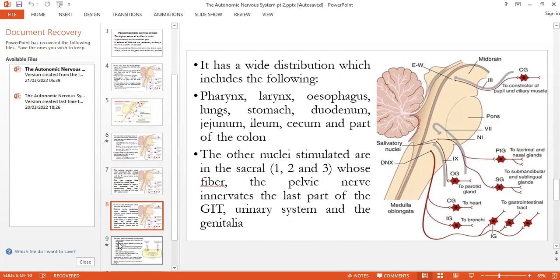It has a wide distribution, which includes the following: the pharynx, the larynx, esophagus, lungs, stomach, duodenum, jejunum, ileum, cecum, and part of the colon. The other nuclei stimulated are in sacral 1, 2, and 3, whose fibers, the pelvic nerve, innervate the last part of the GIT, the urinary system, and the genitalia. As you know, the genitalia is stimulated by the autonomic nervous system, and that makes sense because the muscles found there are what? Smooth muscles.